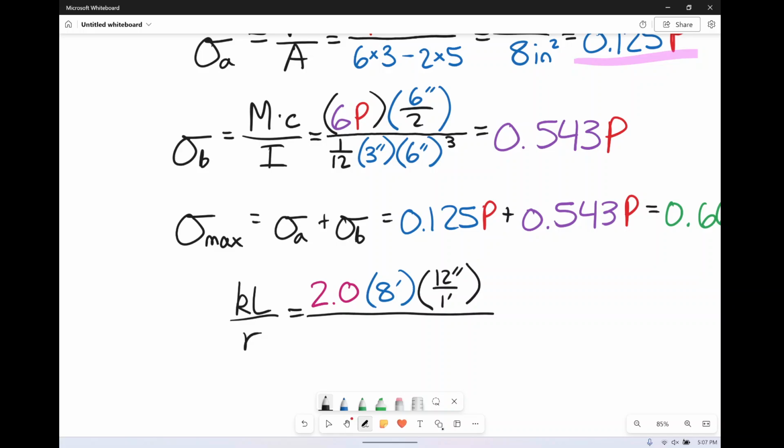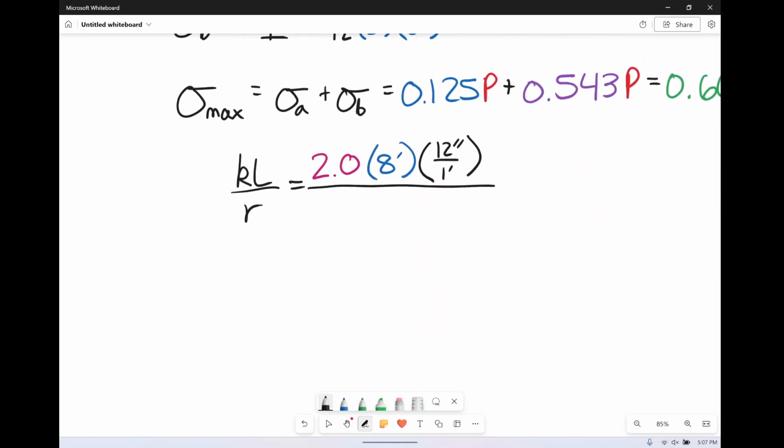R here is not very fun. We are going to check both of our R's. So R again is the square root of I divided by A. We're going to have two different ones for our two different directions, and truly, it doesn't actually matter which one.